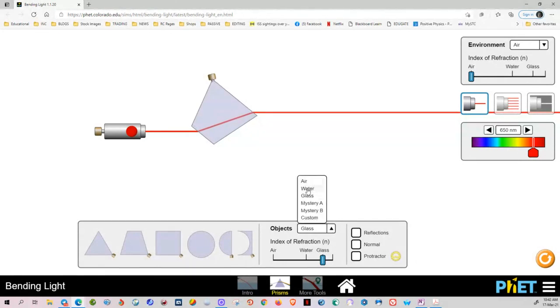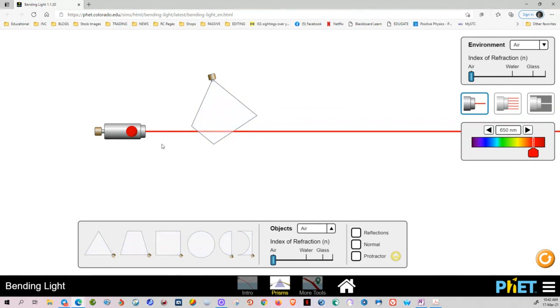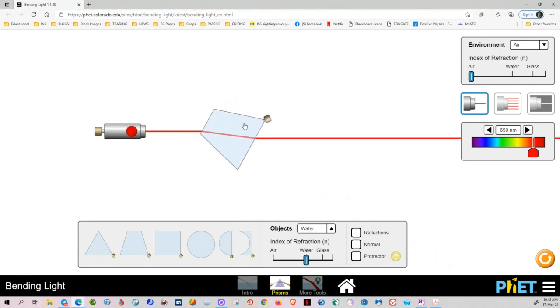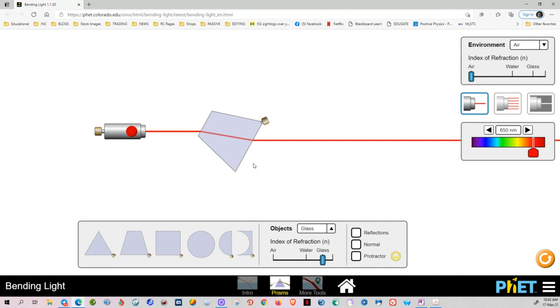You can change the material, water, air, or glass. You know, if it's air here and it's air inside, the light will just pass through. Why? Because the index of refraction is the same. But if the index of refraction of the two materials are different, the light will bend, okay? Let's shine it on the parallel side. There you go. The light will bend depending on the different index of refraction, okay?